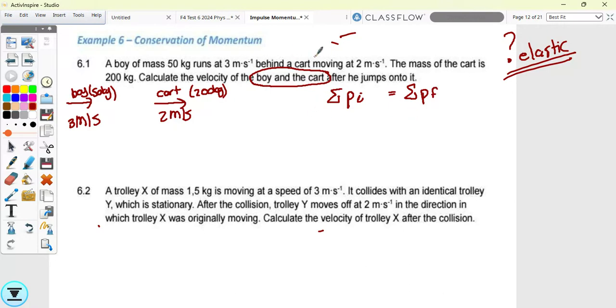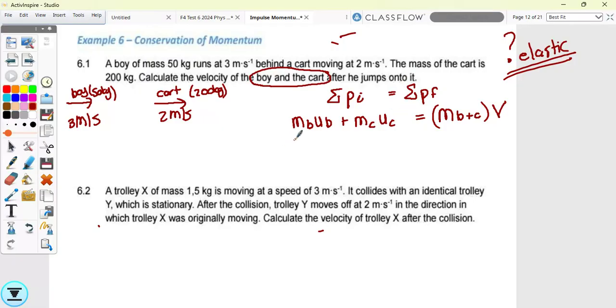So because they are moving separately before, we're going to say m boy u boy plus m cart u cart is equal to, and then they are moving together. Remember, if they are moving together, you can add their masses together. So you can say m boy plus cart, and then they're moving together with one final velocity. It's always when they join, like they hit each other and join up.